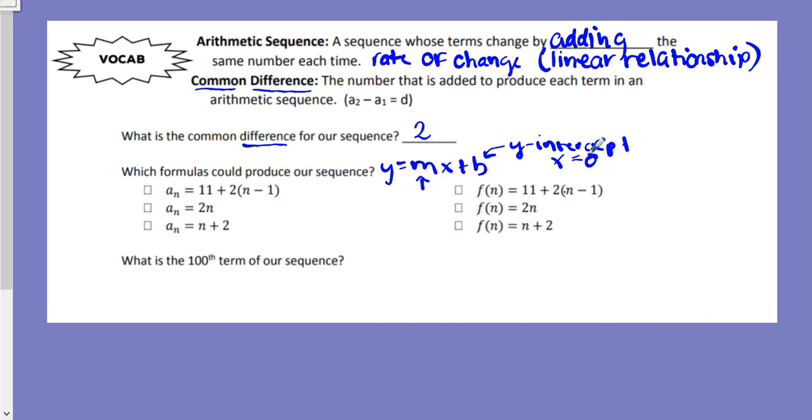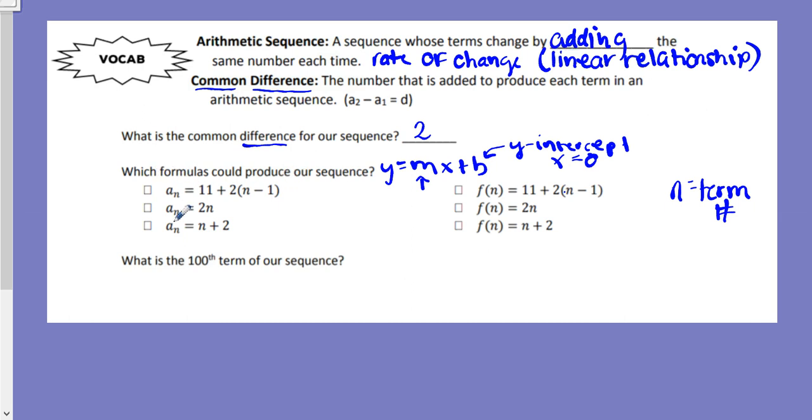Well, arithmetic sequences are not entirely different. I'm still looking for something that has that rate of change, and in this case, we're talking about my common difference. So I need something where I'm multiplying by 2. But in this case, I'm multiplying my n, my term number. So remember, we use n to talk about our term number, which is my input.